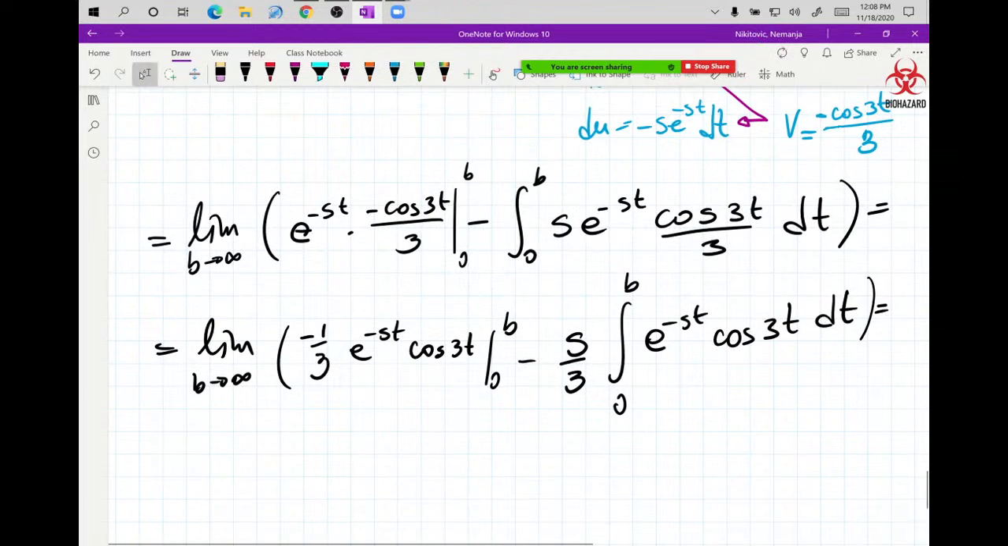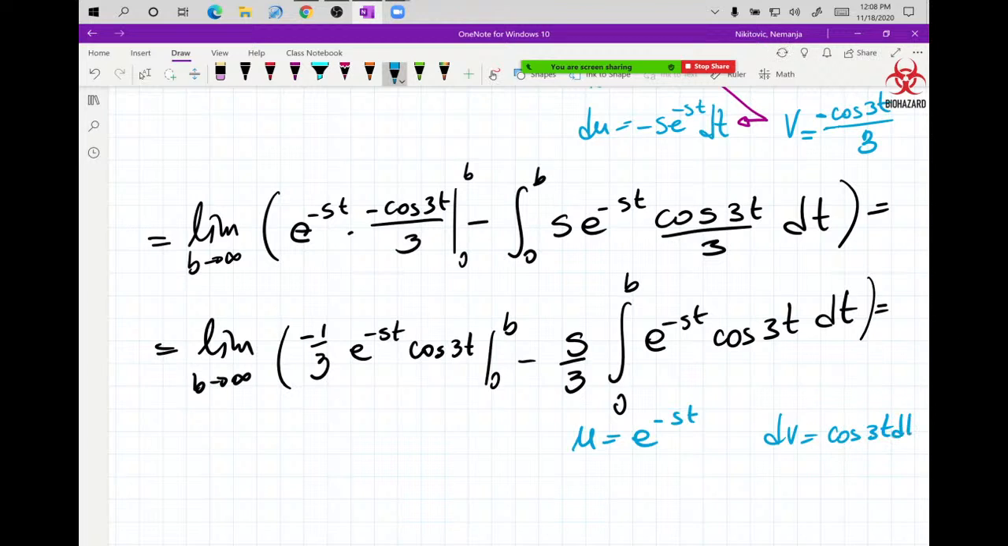All right. The definition of insanity, right? Doing the same thing over again, expecting a different outcome. That's exactly what we are going to do. Take another integration by parts over here. And dv is cosine of 3t dt, du is negative s e to the negative st, and v, integral of cosine, is sine. This time I'm going to get it correctly.